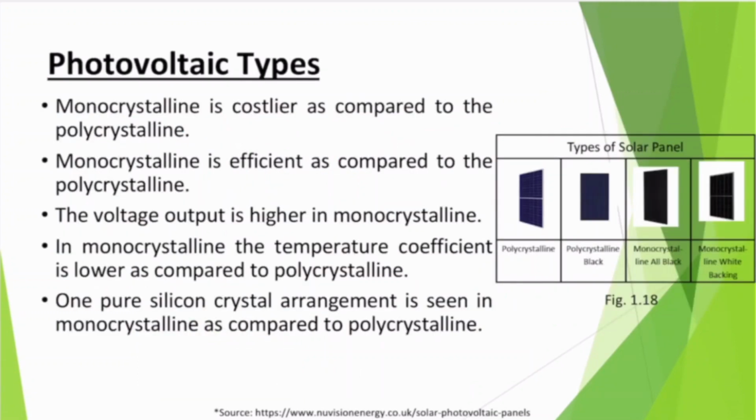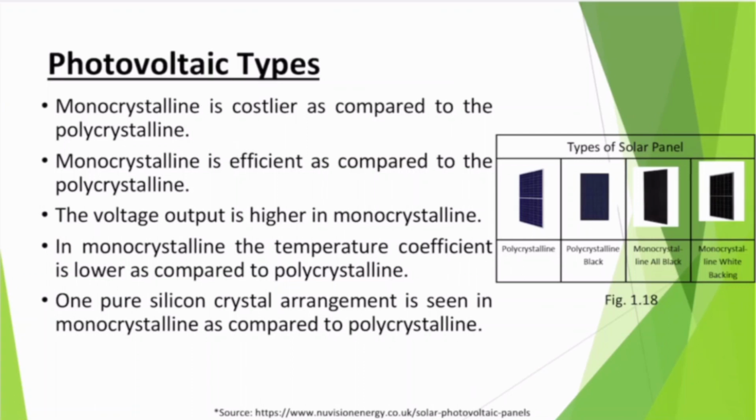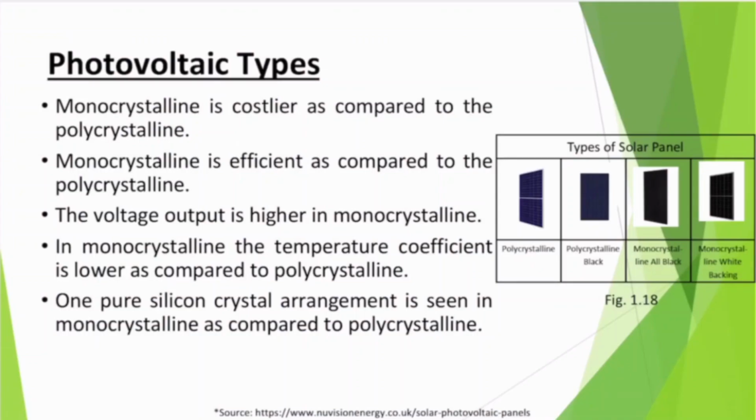Now, there are different types of photovoltaics today because of their efficiency. The first is monocrystalline, which is costlier and quite popular, as compared to polycrystalline. Monocrystalline is efficient as compared to polycrystalline. Early days we started with polycrystalline, now we have moved to monocrystalline. The voltage output is higher in monocrystalline, and the temperature coefficient is lower as compared to polycrystalline. One pure silicon crystal arrangement is seen in monocrystalline as compared to polycrystalline.